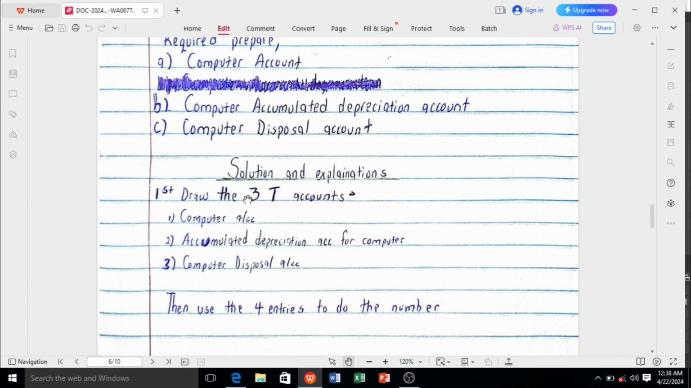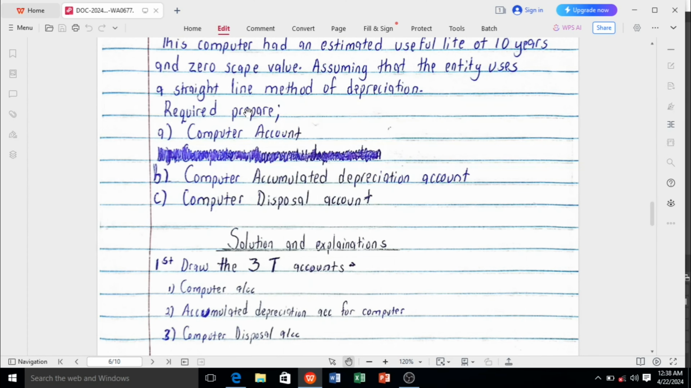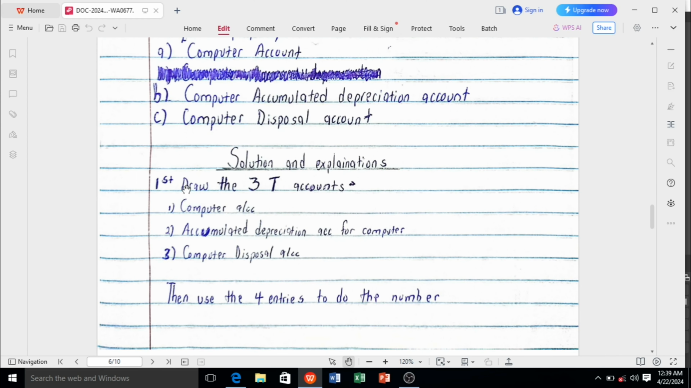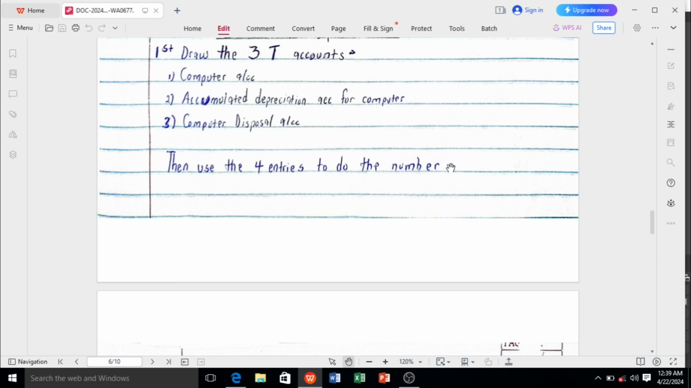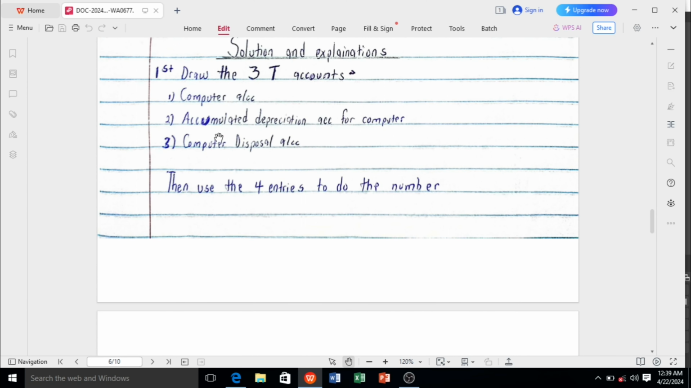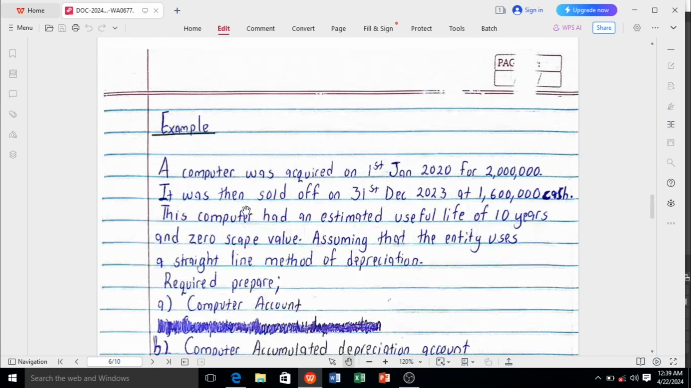We're going to first draw. When you look at the required here, it's asking for the 3 accounts. So when you're doing this question, you're going to draw the 3 T accounts separately on different pages: the computer account, the accumulated depreciation for the computer, then the computer disposal account. You can use that same order to draw them. Then you use the 4 entries to do the number. Whenever you're doing this, you must think of the 4 entries that I showed you up here.